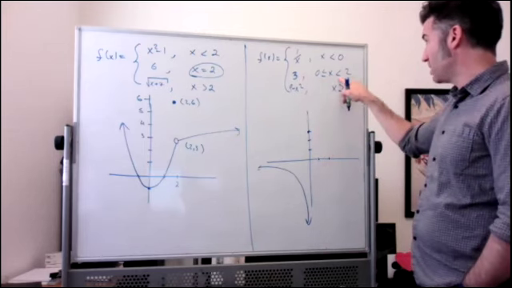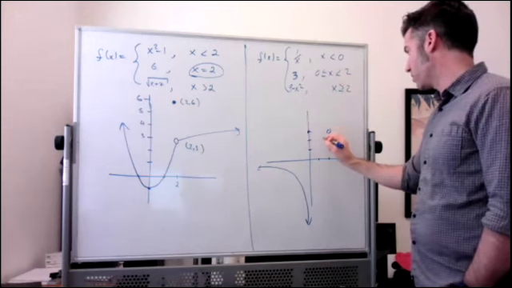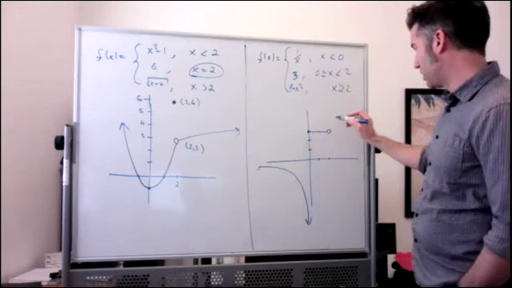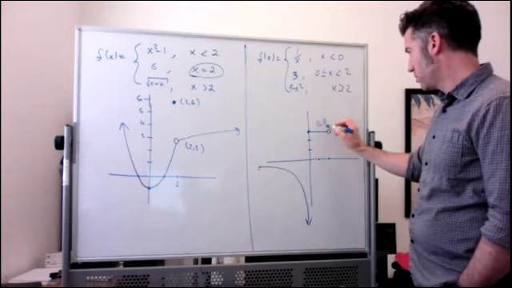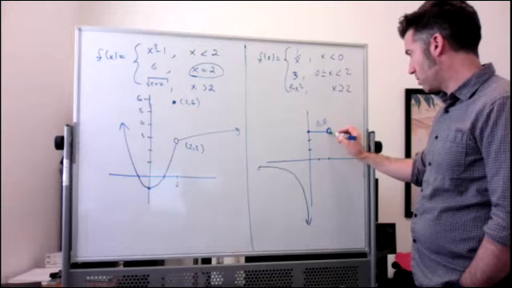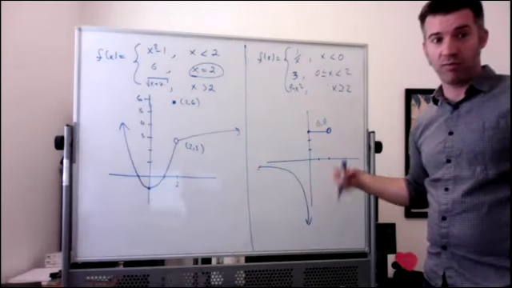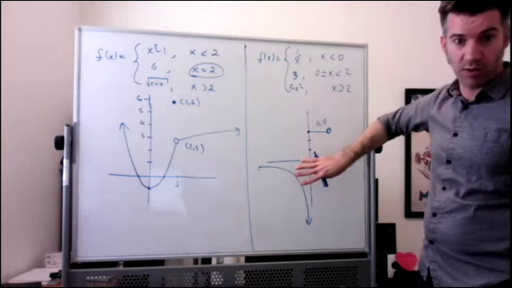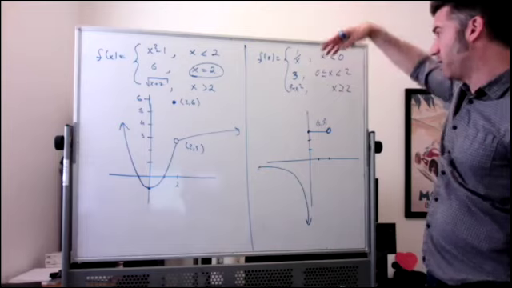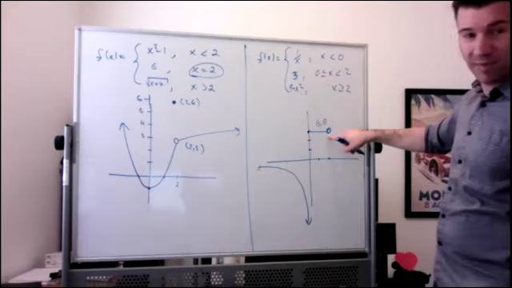Except at 2, since it's less than 2 and not less than or equal to, we're going to get an open circle there. So we get the point 2, 3. And then we get 9 minus x squared, which looks like a parabola, except it has been flipped over, so it's opening downwards, and it's shifted up 9. So I know it's going to do something like this. I'm going to figure out what's happening at this point here.